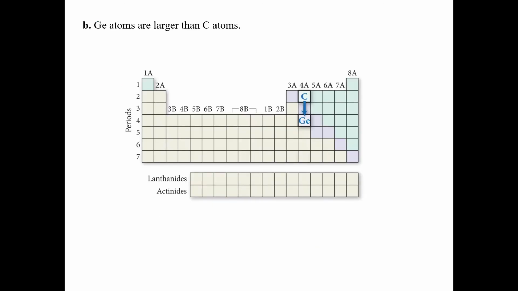For part B, Ge atoms are larger. So we'll start off with carbon and then go down the column. And we know the trend. As we go down the column, the atomic radius increases. So germanium atoms are larger.